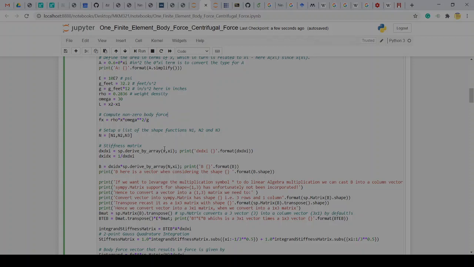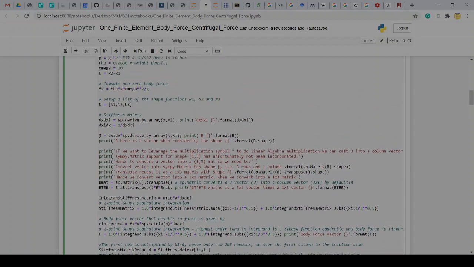Okay, so this is essentially our body force, the non-zero body force. List of shape functions N1 to N3. There are the shape functions, and then we can compute the properties like we've usually done, dx/dψ and dψ/dx, and then we can compute the B matrix as derived by the derivative of N with respect to ψ multiplied by dψ/dx. So this is now spatial with respect to x.